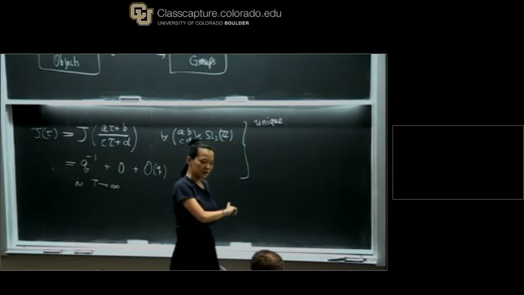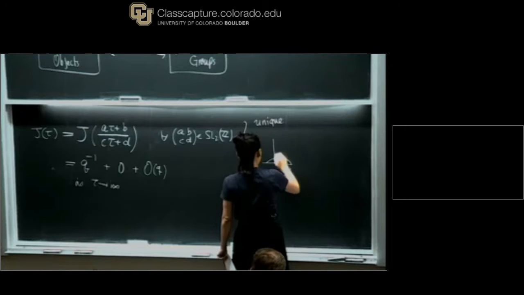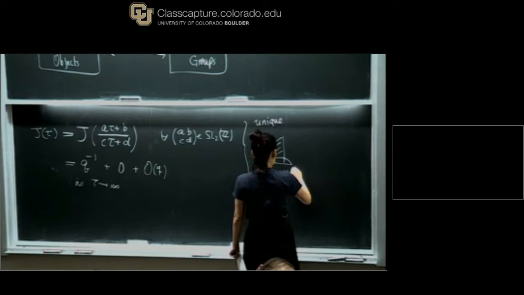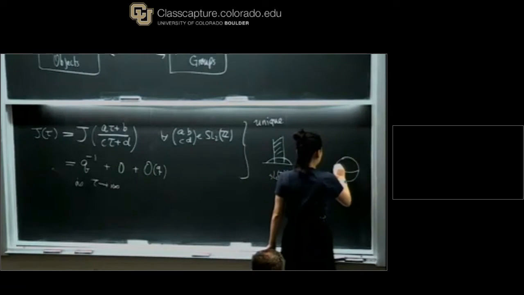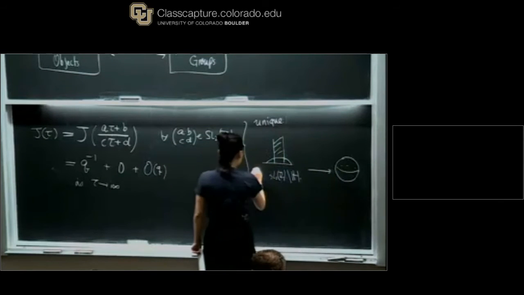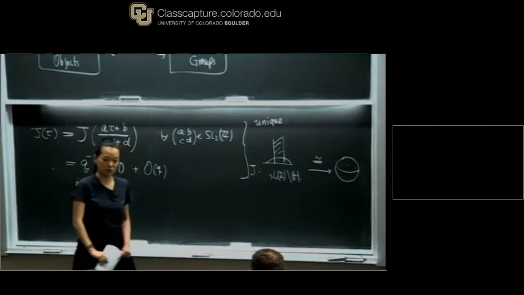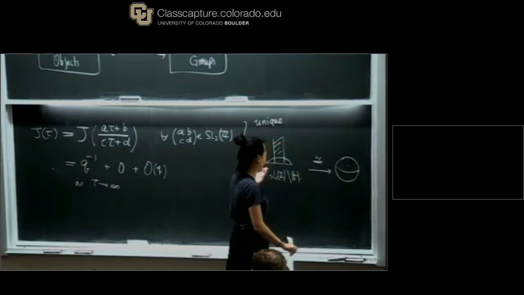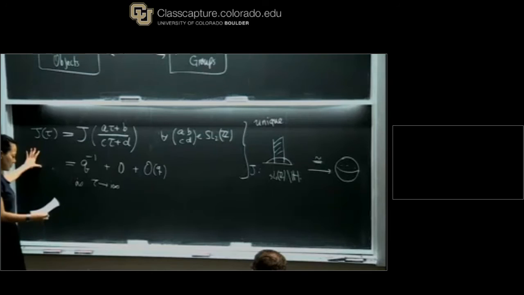And the key reason why this is true is that the fundamental domain on the upper half plane of SL2Z is a sphere, a circle up to a few points that you have to glue in. And this J function then provides an isomorphism between the two circles. And we know that once you specify 3 points on the circle, this is fixed. So this is why the J function is unique.